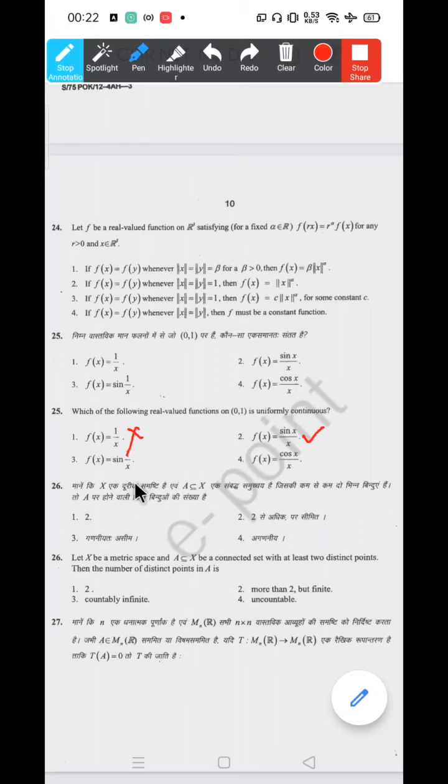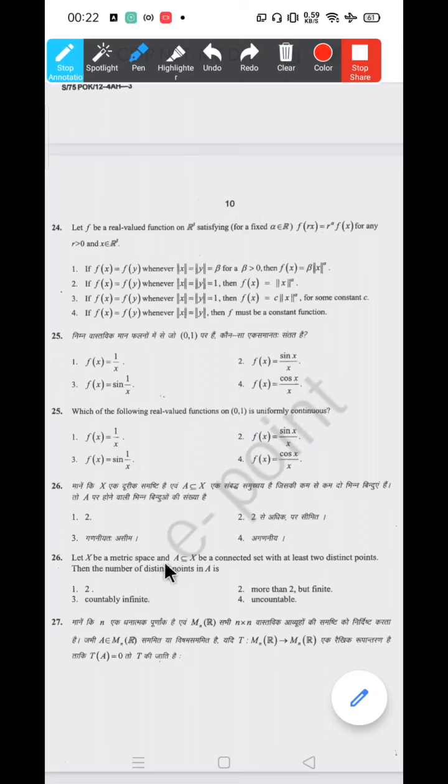It is bounded. No, I think the limit does not exist at 0. So this is the correct one, option 2. What is the next one?